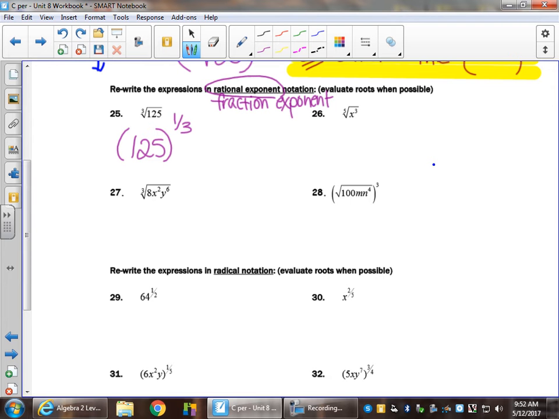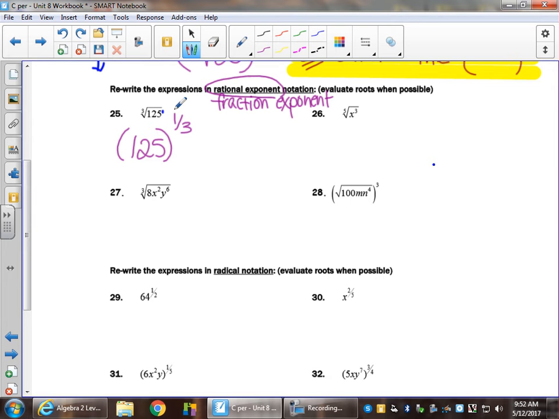Where's the 1 in this original expression? Where's the 1? Right beside the 125. Right here. Yeah. Do we ever write that little 1? No, because it's always there. What is 125 to the first power? It's 125. But it is there. That's where the 1 came from.